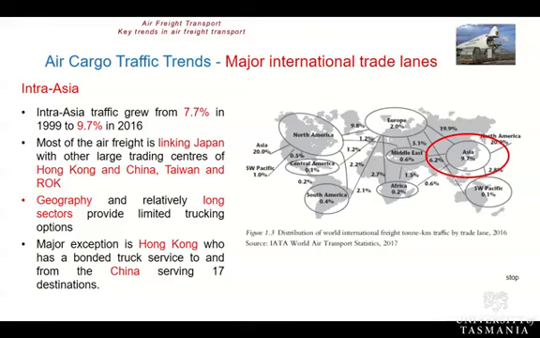Has anybody got any questions about the major international trade lanes? Yep. Okay.